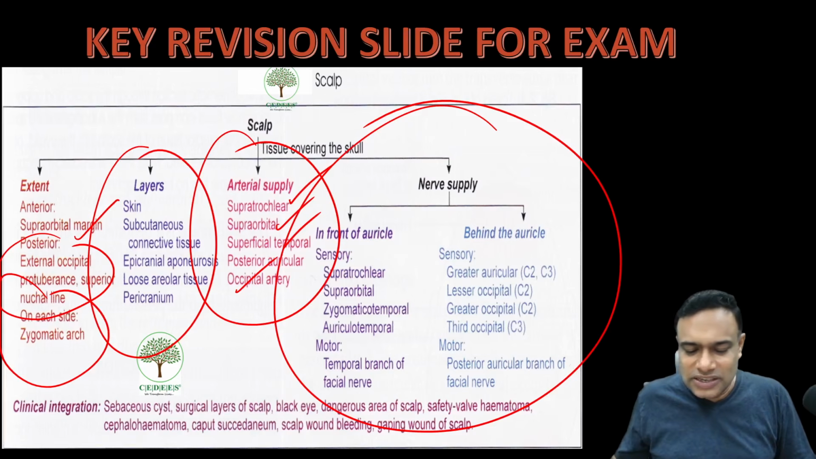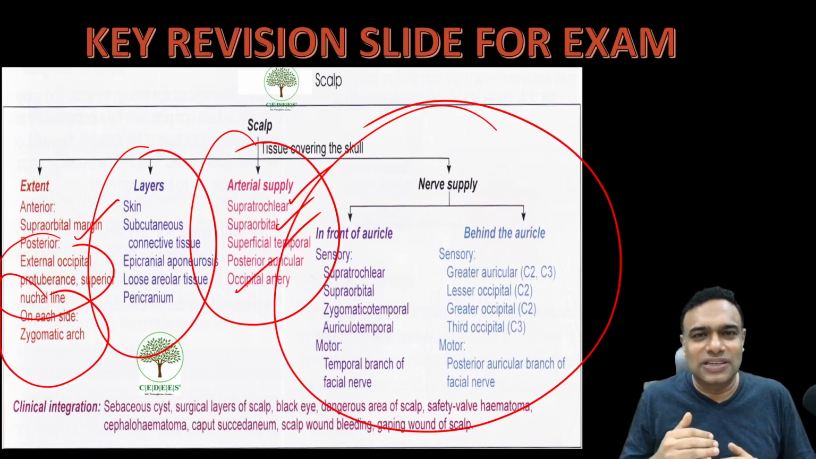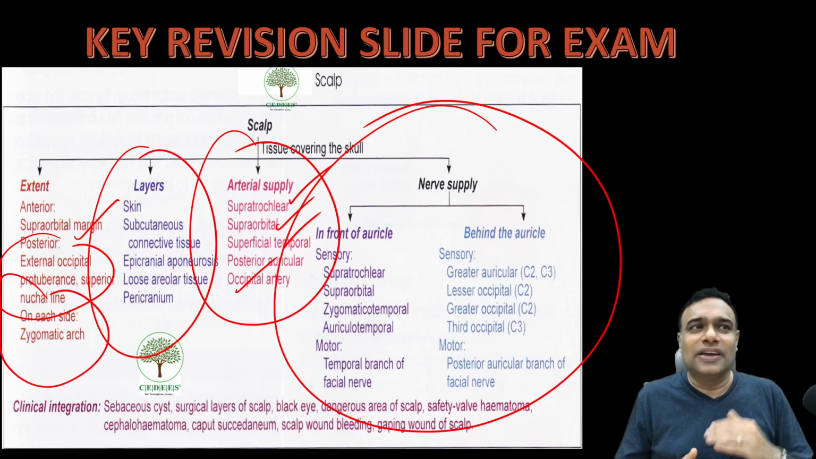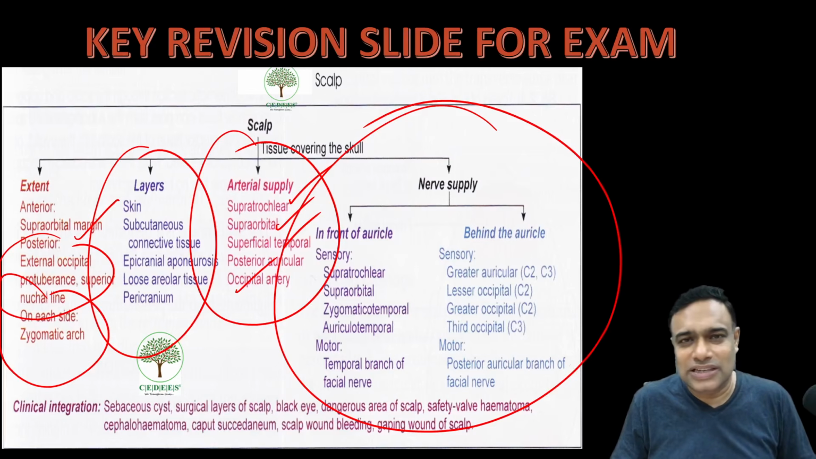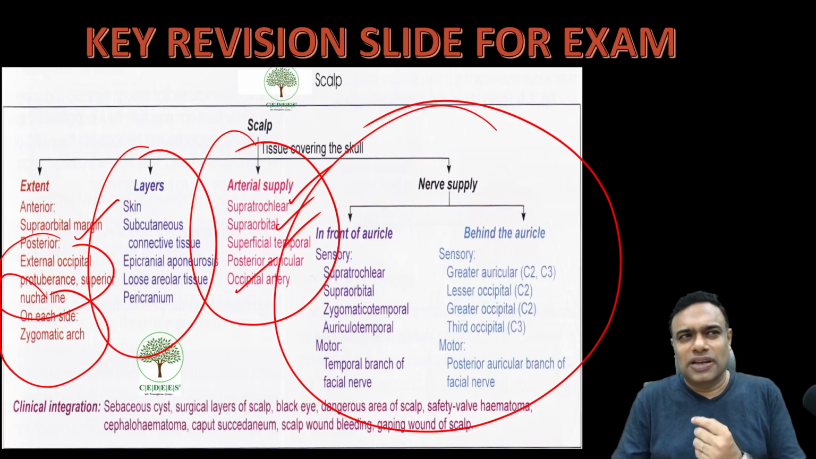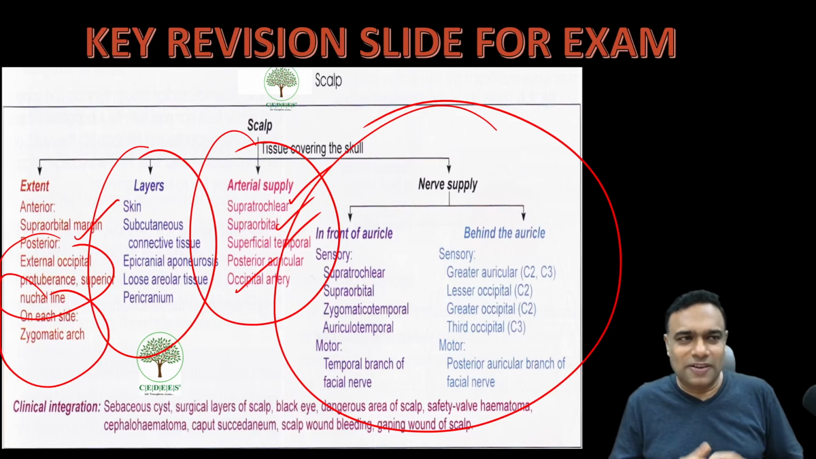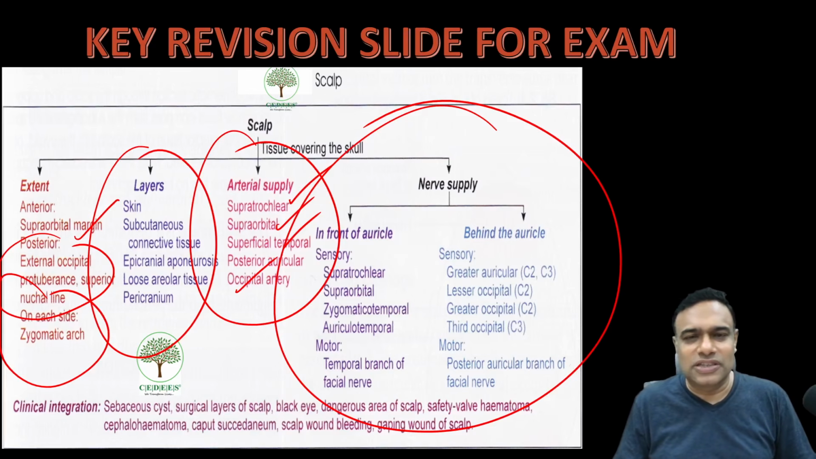And along with this, we have also gone through the important things about what is cephalohematoma, and we also learned about what is called caput succedaneum. So I'm hoping that these points are right there. So this is about scalp, your quick review.